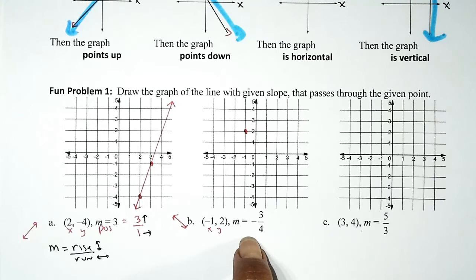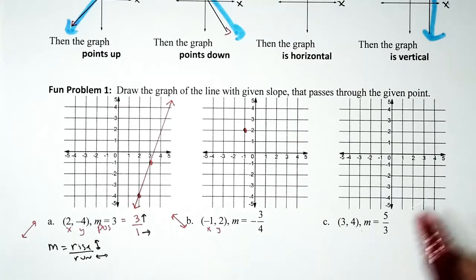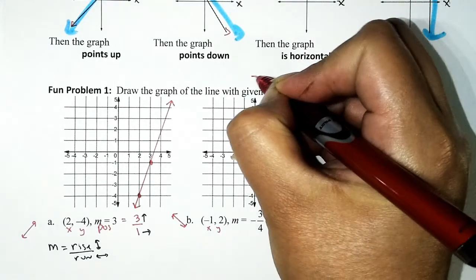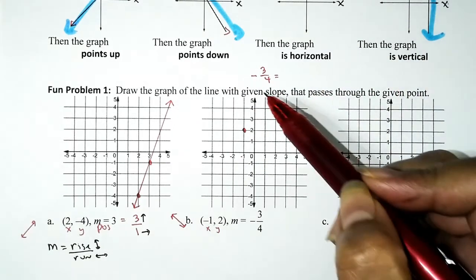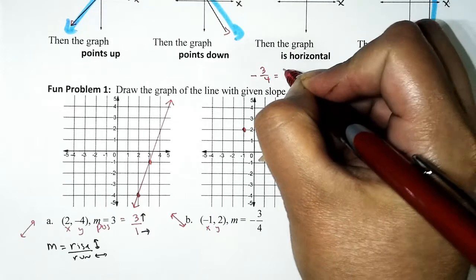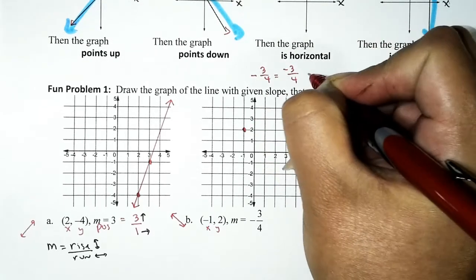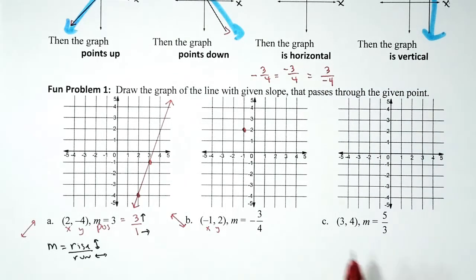So we have a negative fraction. When it comes to fractions, you can put the negative wherever you like. I don't have space, so I'm going to do this right here. You can put the negative before the fraction. You can put the negative with the numerator, or you can put the negative with the denominator, which is fine.